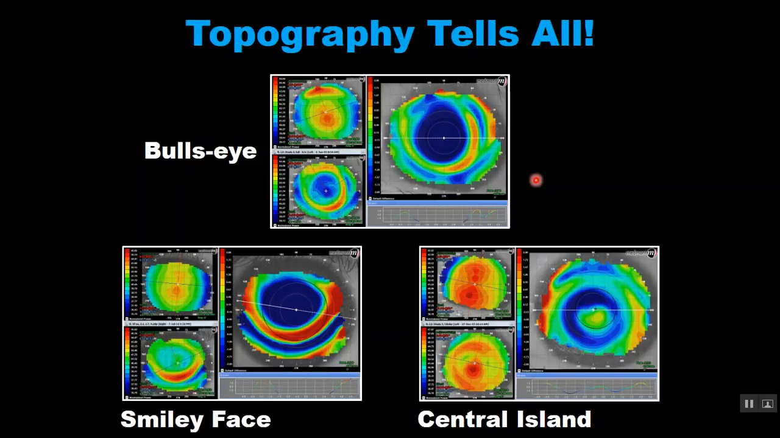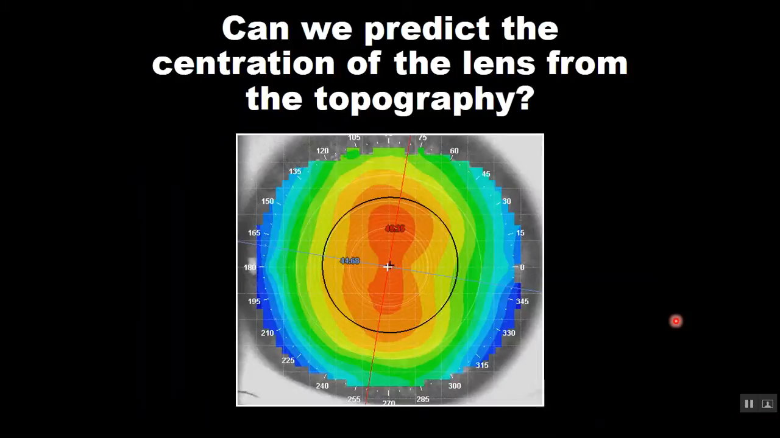So if you're not sure about fluorescein pattern, if you think it might be acceptable or you're uncertain, then just send the patient home with the lens and let topography prove things out. If we have a good fit, we get what's called the bullseye. If we have a flat fitting lens, a high riding lens, we get what's called the smiley face. If we have a tight fit or a low riding lens, that's called a central island. So topography is going to tell us everything about the outcome.